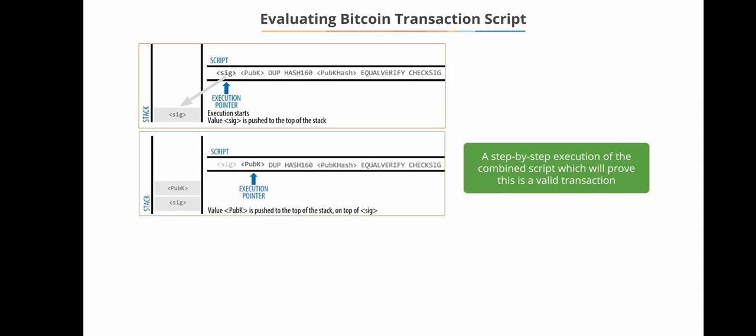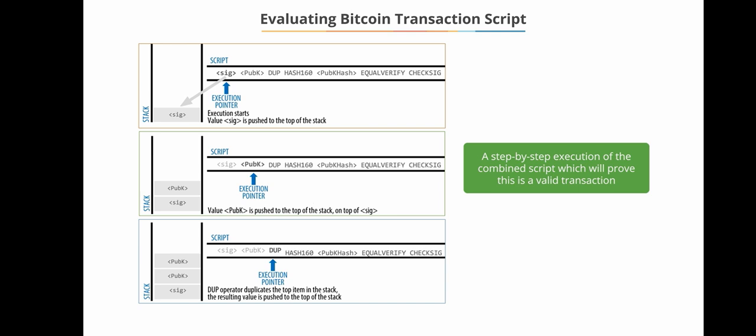The next step is to push the value public key to the top of the stack on top of the previous value. Then the dupe operator duplicates the top item in the stack. The resulting value is pushed to the top of the stack. In the next step, the hash 160 operator hashes the top item in the stack. The resulting value is then pushed to the top of the stack.